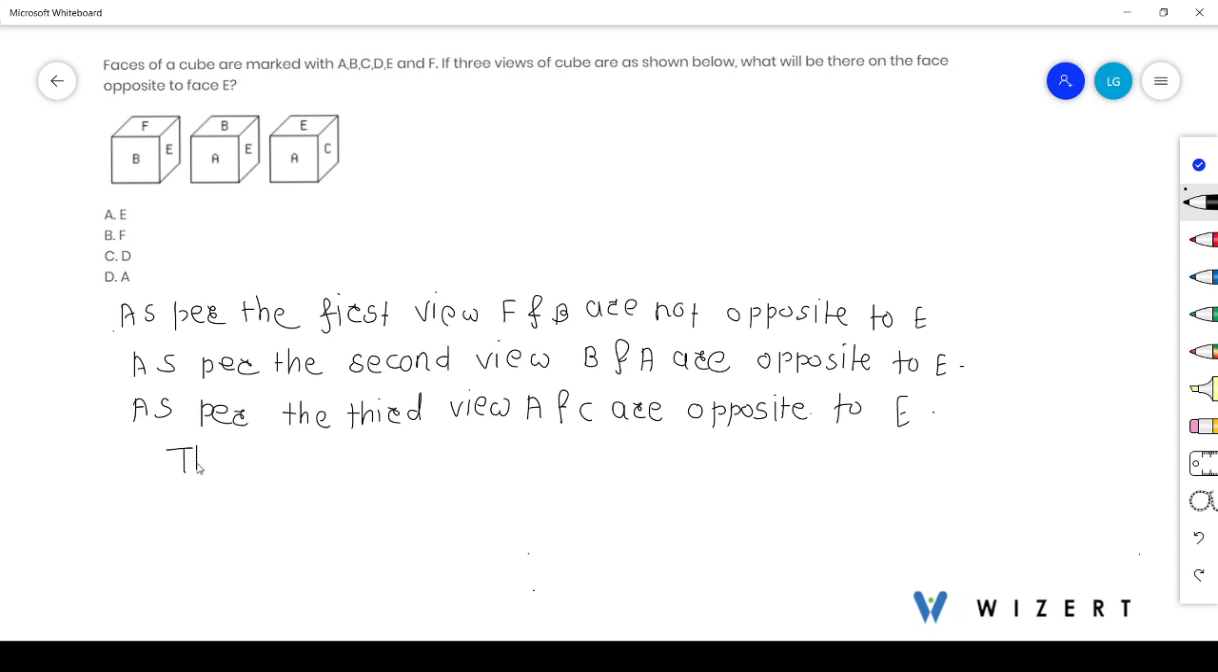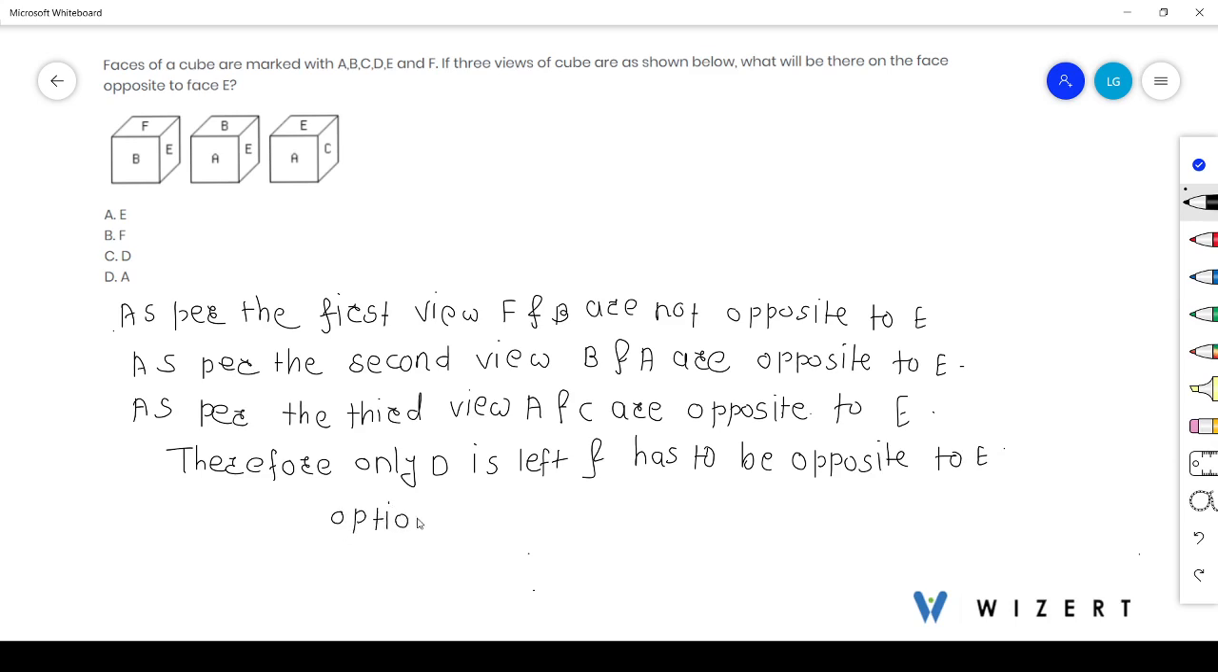So only D is left there. Therefore, only D is left and has to be opposite to E. So our correct option is option C.